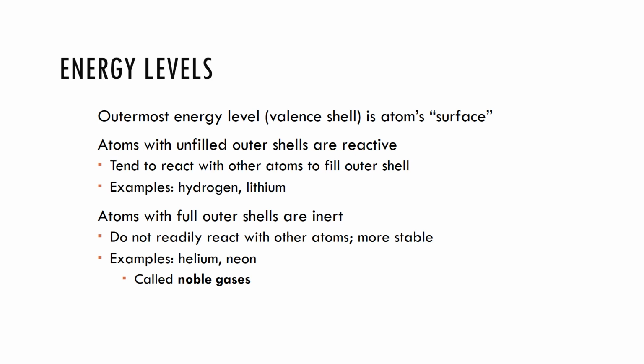So let's review the energy levels. The outermost energy level is called the valence shell. Atoms with unfilled outer shells are reactive. Electrons want to pair up with one another. They don't want to be in a shell by themselves. So they usually are found in pairs. If an atom has a full outer shell, meaning all electrons are paired, the atom is said to be inert. It means it's not going to readily react with another atom, and it's very stable. The noble gases in the periodic table are considered to be inert. Other atoms that don't have a paired electron in their outer shell are reactive.